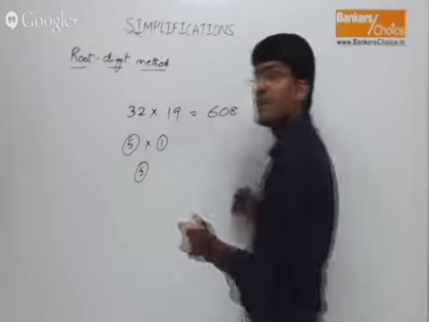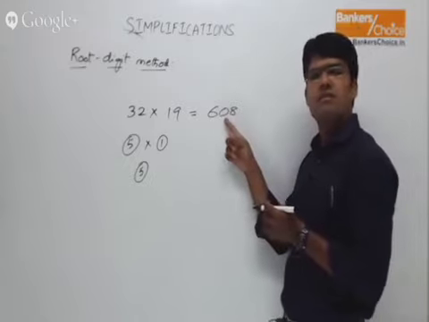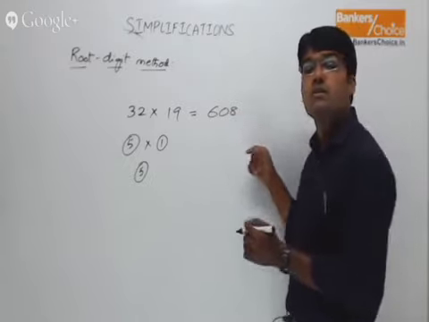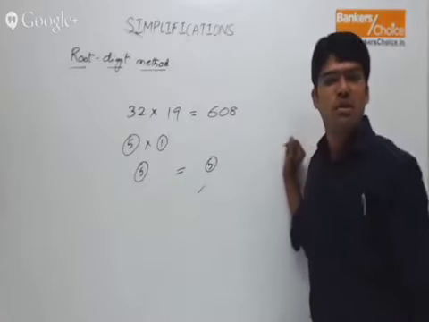So the root digit of the left hand side is 5. The root digit of the right hand side should also be 5. Check. 6 plus 0, 6. 6 plus 8, 14. 14 was the root digit. 1 plus 4, 5. Is it balanced or not? Yes. So that's the concept of root digit.